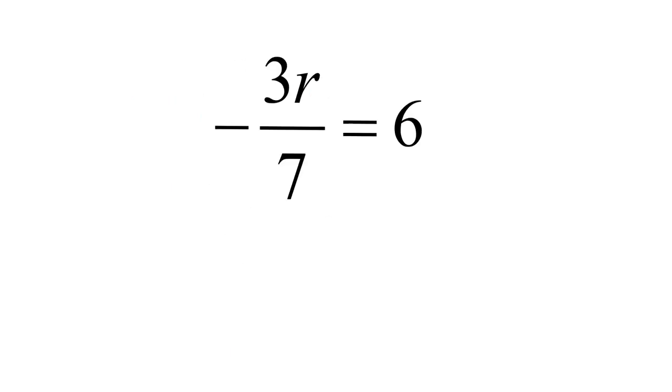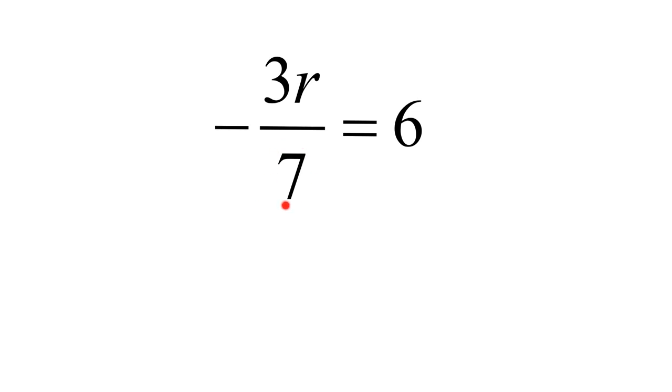Now if you have a number on top of the fraction like this one, negative 3r over 7 equals 6, to get rid of the fraction, you do the same thing. You multiply by the denominator, but you're going to have to work with the number on the top as well. So first, let's get rid of the fraction. This is step number 1. You get rid of the fraction, and then you solve for the variable.